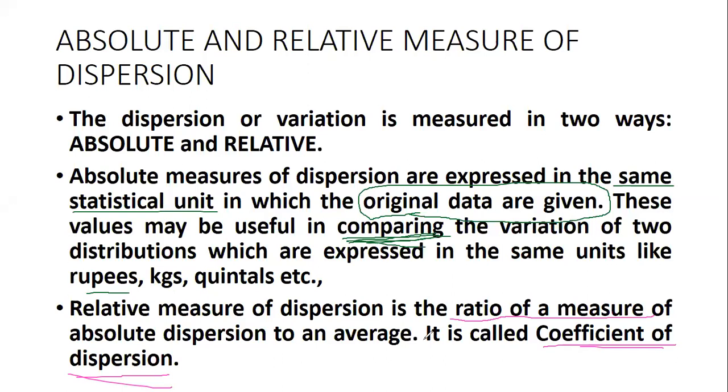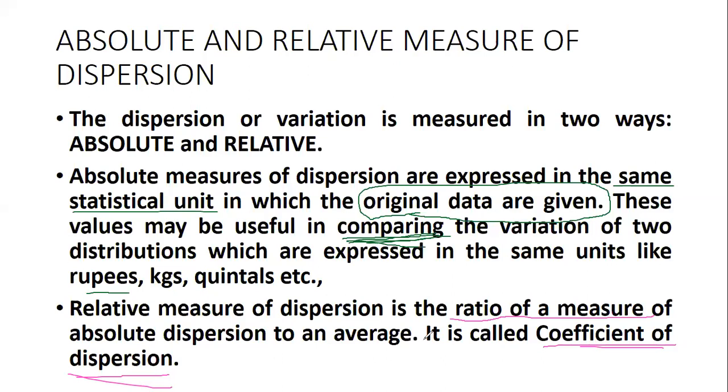So we are giving two proper pieces of information from the problem. One, we take the actual data and solve the problem. The second, we express that result in the form of a ratio. When we express that in the form of a ratio, it is called the coefficient. So, coefficient of dispersion.